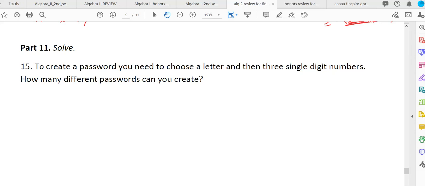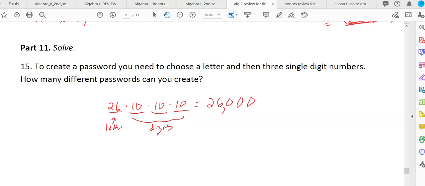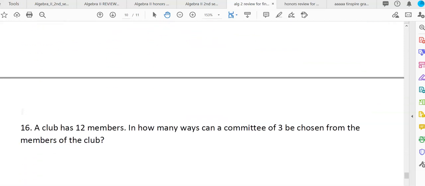Choose a letter and then 3 single-digit numbers. How many different passwords? So you want a letter, and then 3 single-digit numbers. So these are digits. The letter would be 26 different ones. There's 10 different single-digit numbers. So you just multiply those in your calculator, and you get 26,000. It doesn't say anything about repeats, so I just assume they're allowed.